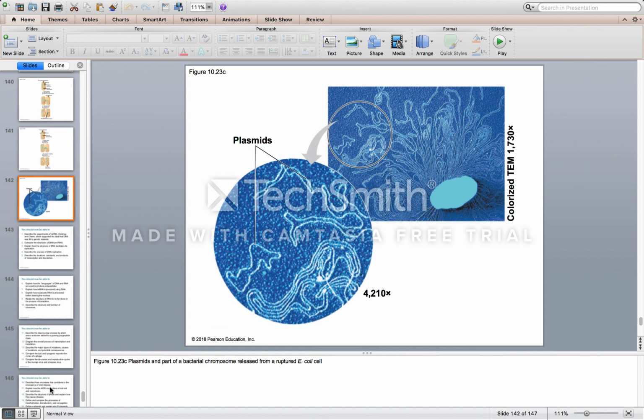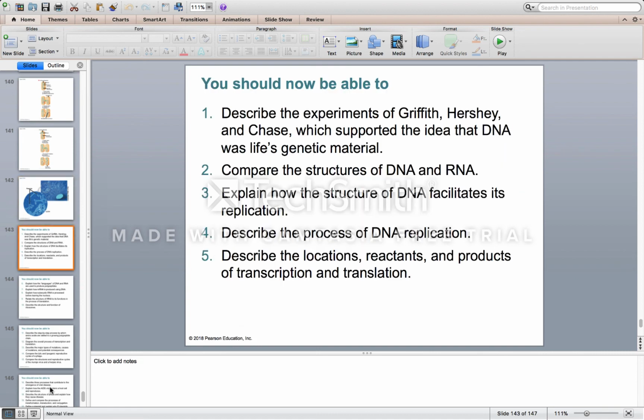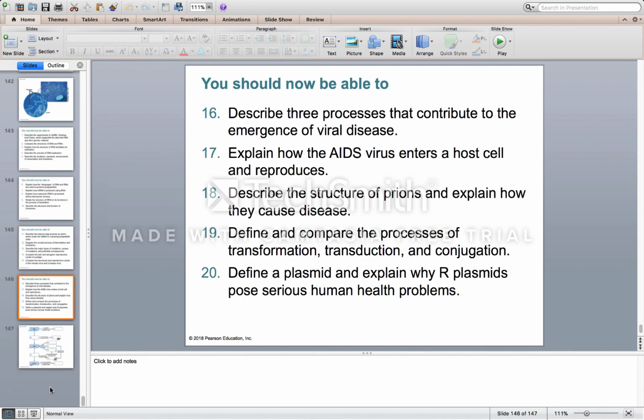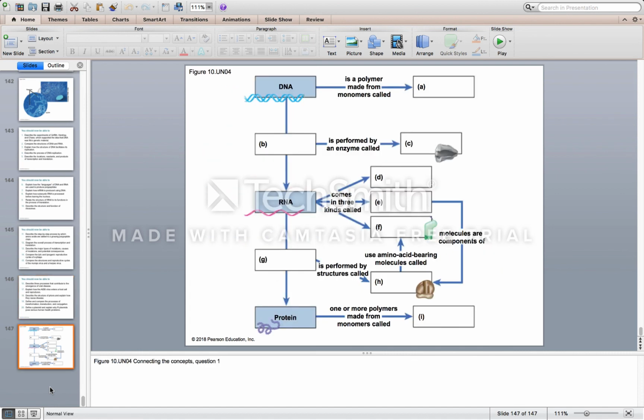So here are the plasmids sitting inside E. coli, and if you blow it up, it looks like a part of the bacterial chromosome that is released from a ruptured E. coli cell. So here's what we eventually need to do: 1, 2, 3 to 10 to 15 to 20. Make sure you guys are able to do this, and then use this to help you understand what happens with transcription and translation.